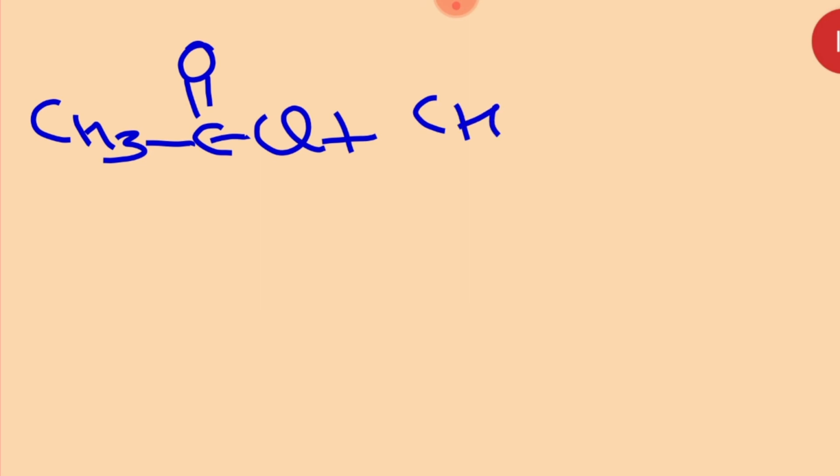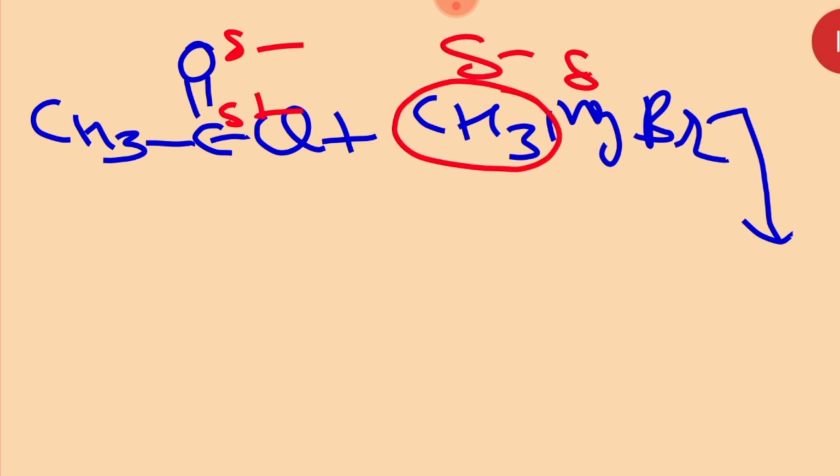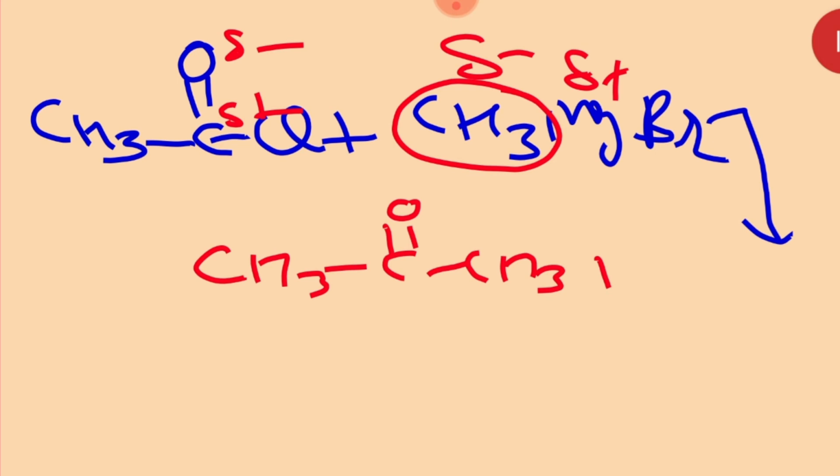Let it be. We have used CH3COCl and a Grignard reagent, CH3MgBr. As we know very well, all of you, this is negative, this is positive, and this CH3 is always negative. Then what is the product? We will get CH3COCH3, then MgBrCl as side product. The ketone we have formed.